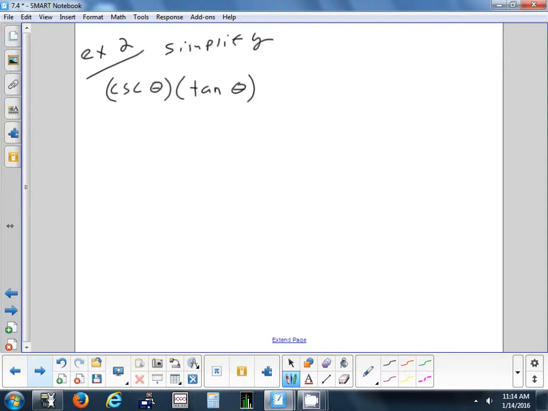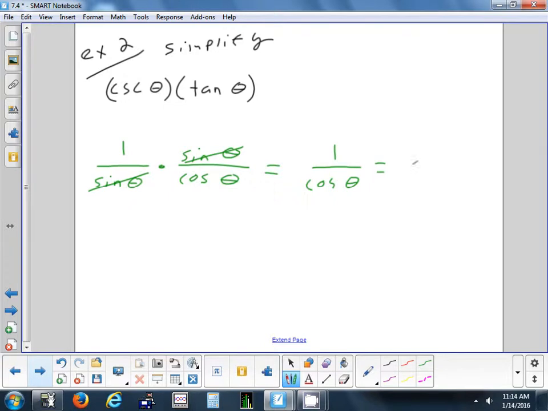Okay, here's another one. Again, if I see things that aren't sines and cosines, that's, again, not always what you want to do, but a lot of times it's something to try first. All right, so what is cosecant? 1 over sine. And what about tangent? Sine over cosine. Okay, and what happens there? Sines cancel. And at this point, I'm left with 1 over cosine, which is secant. Yeah, and in this case, I would argue that you can simplify this a little more to something that's not a fraction. Secant.